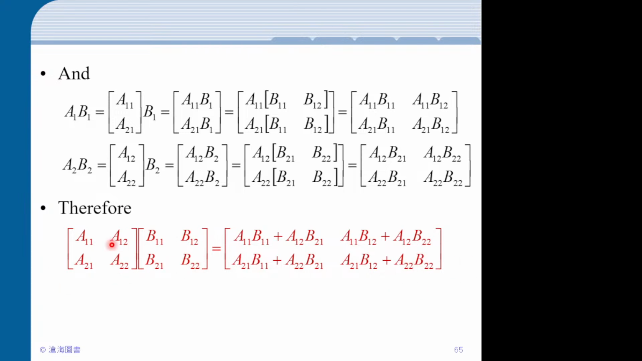But here once again you need to remember the ordering, because AB is not necessarily equal to BA. So this is A11 times B11, not B11 times A11. Okay. So yeah, this is basically what we do in this section. Any question?